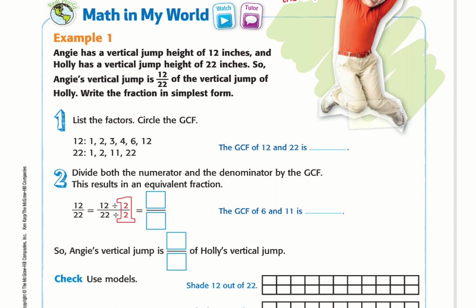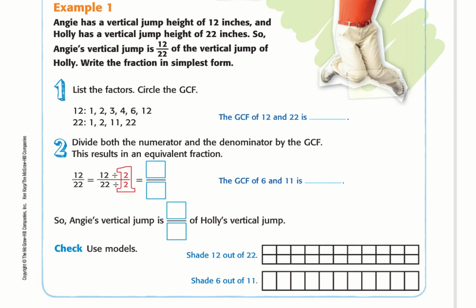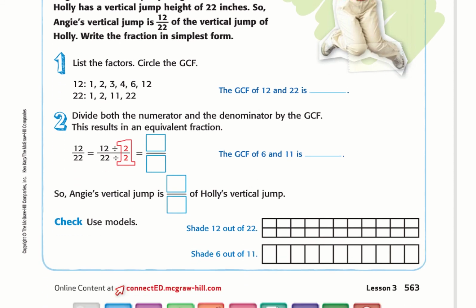Example 1. Angie has a vertical jump height of 12 inches, and Holly has a vertical jump height of 22 inches. So Angie's vertical jump is 12 out of 22 of the vertical jump of Holly. Write the fraction in simplest form. So that's a ratio, which you guys will be doing next year.